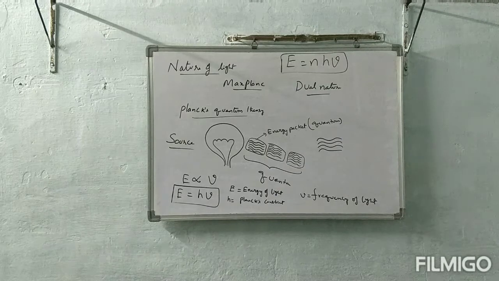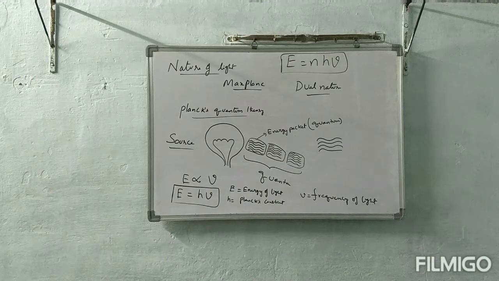So three theories we have now studied. Those three theories are: first, Newton's corpuscular theory; second, Huygens wave theory; third, Planck's quantum theory. First, Newton considered only the particle nature of light. Second, Huygens wave theory considered only the wave nature of light. And third, Planck's quantum theory considered both wave nature as well as particle nature. Every property of light was successfully explained by Max Planck.